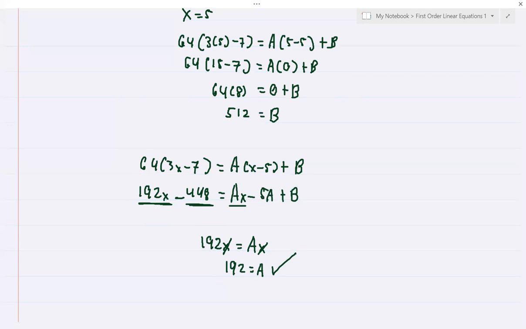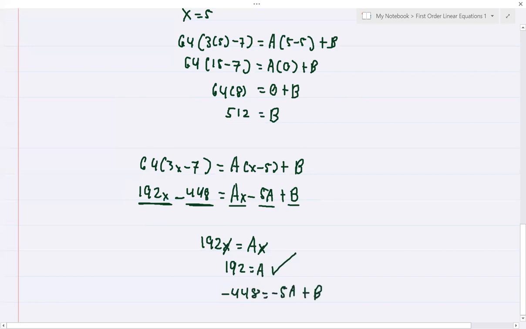There is also a constant term. And what are those? Negative 5a and your b. Remember, your a and your b are just letters, but they are also constant terms. So negative 5 times a is the same as constant times constant, and constant times constant is still a constant. Okay? So therefore, we will have negative 448 is equal to negative 5a plus b.